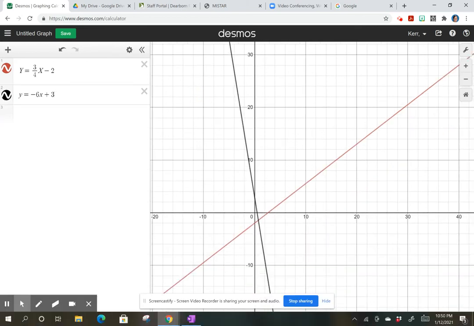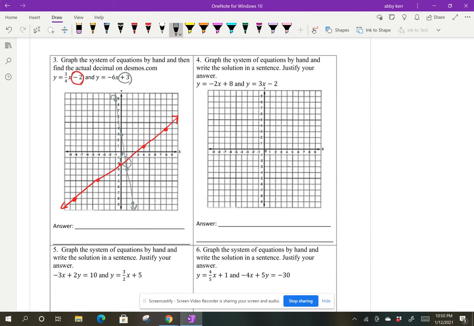All right. So it's going to give you the intersection point 0.741, comma, negative 1.44. So this is one solution because they cross at this specific ordered pair. And make sure that you name that ordered pair.